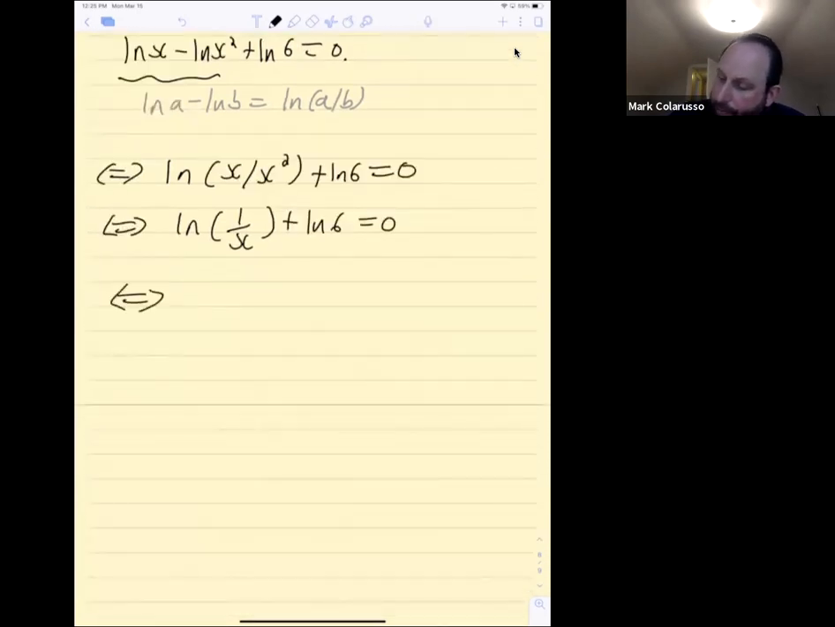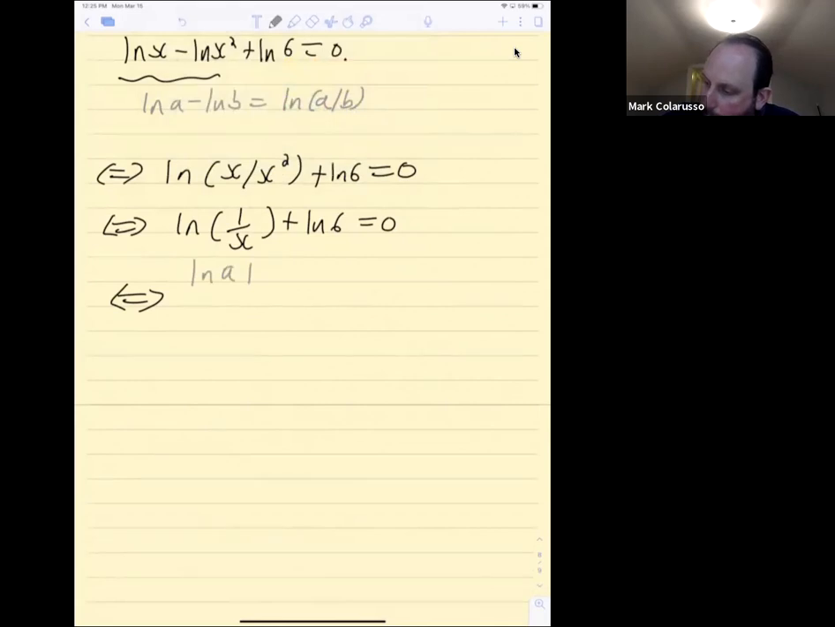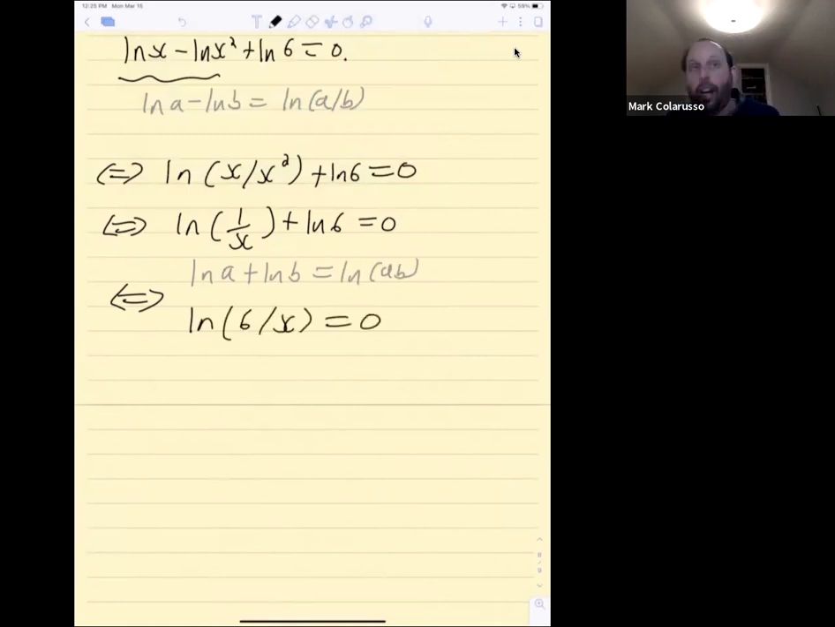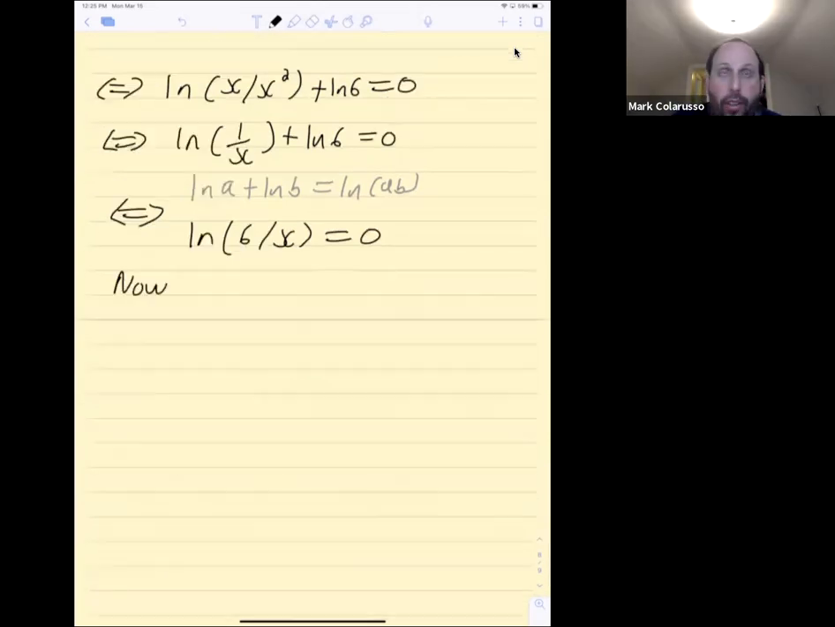Now we can use this other property, the product property, that ln a plus ln b is the ln of a times b. And so this is then ln of 6 over x equals 0. And now you've done everything. The left-hand side of this equation is a single logarithm. So now we can exponentiate both sides of the equation.